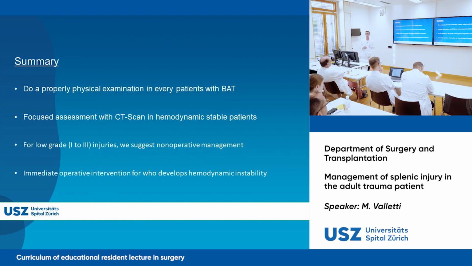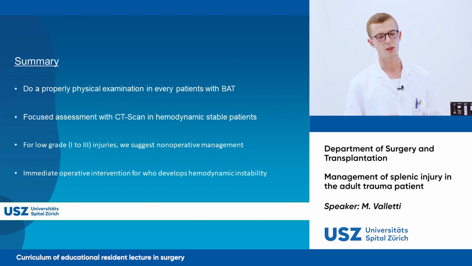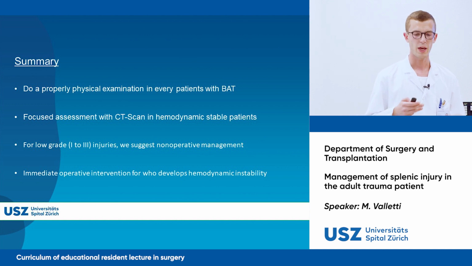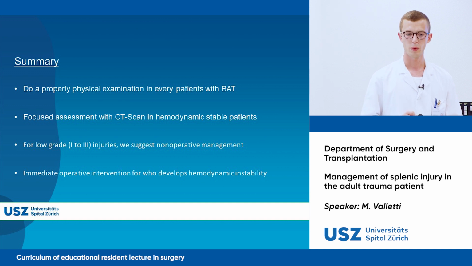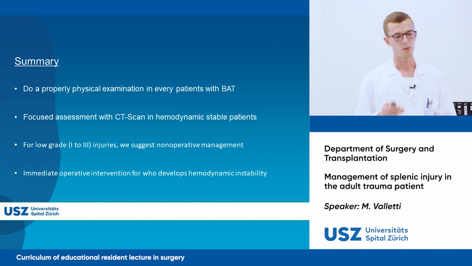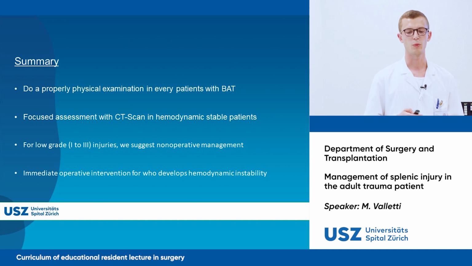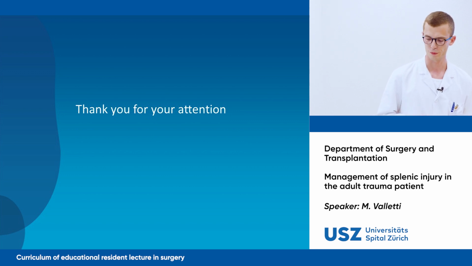To summarize, do a proper physical examination in every patient you see in the emergency department with a blunt abdominal trauma. Focused assessment with a CT scan in a hemodynamically stable patient has to be done. For low grade 1 to 3 injuries, we suggest non-operative management. And remember, immediate operative intervention should be done for a patient who develops hemodynamic instability. Thanks for your attention.